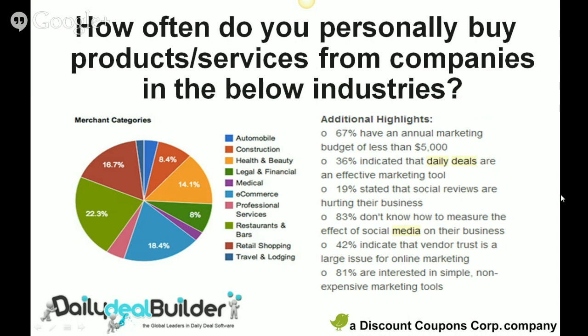Now, you personally, and I like to think about you in your geographic town, how often do you personally buy products or services from companies in these below industries? Automobile, construction, health and beauty, legal and financial, medical, e-commerce, professional services, restaurants and bars, retail and shopping, travel and lodging. Well, the fact is that these are the main types of industries and businesses that are running promotions on daily deal sites, that are actively out there looking to get new customers in their door. That's where you can come in.